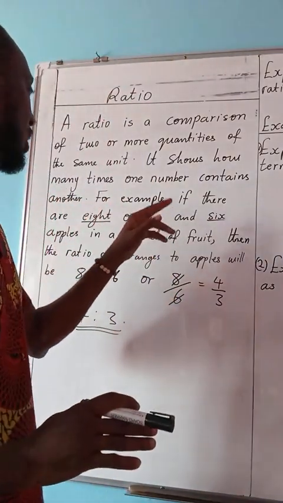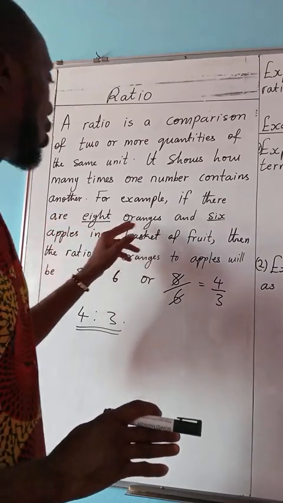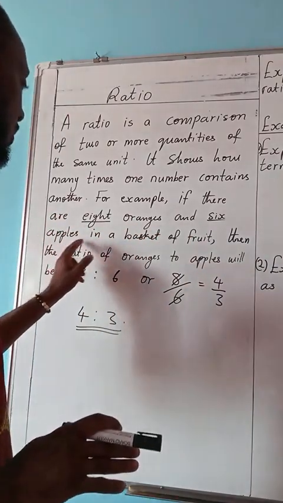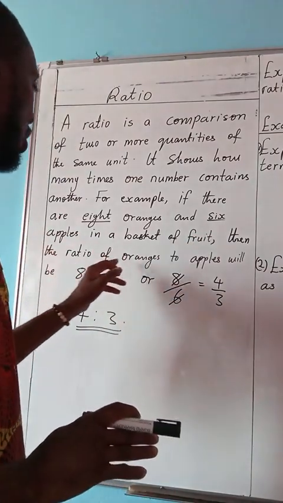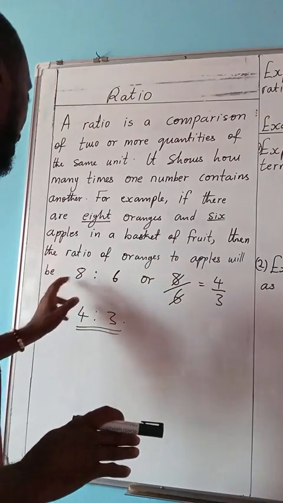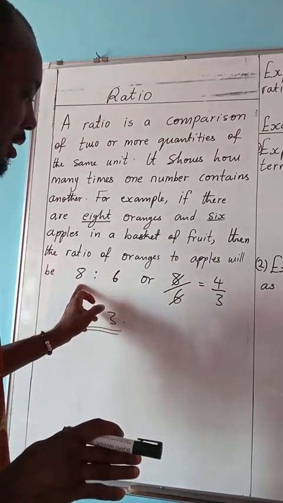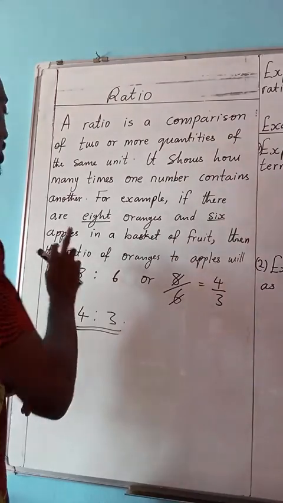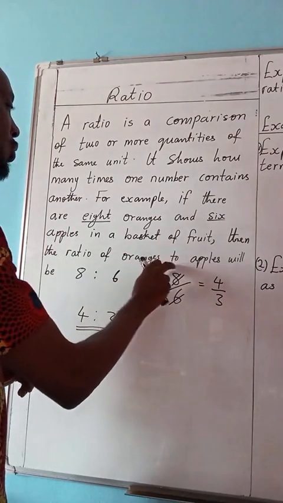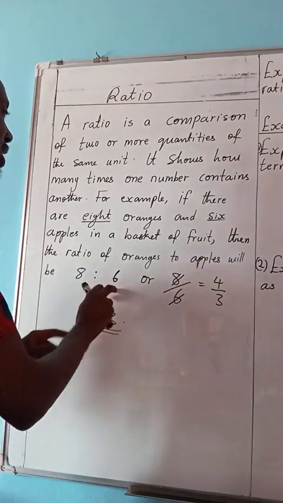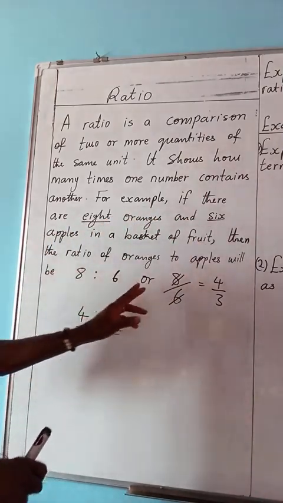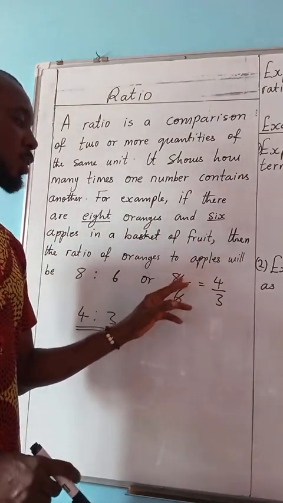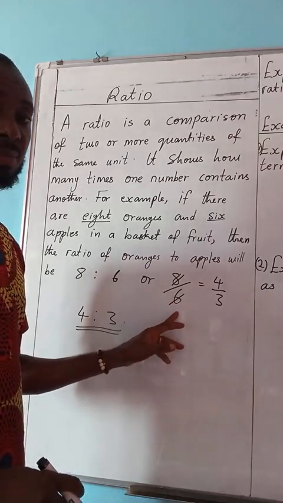For example, if there are 8 oranges and 6 apples in a basket of fruits, then the ratio of oranges to apples will be 8:6, because we have 8 oranges and we have 6 apples. Or it will be 8 all over 6.